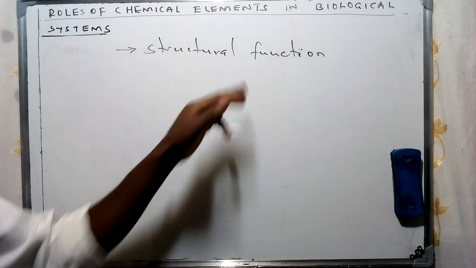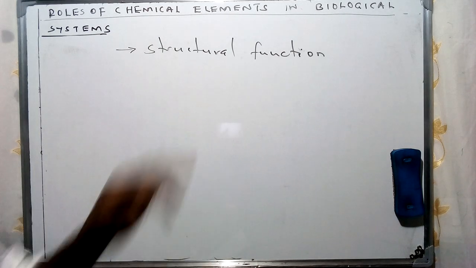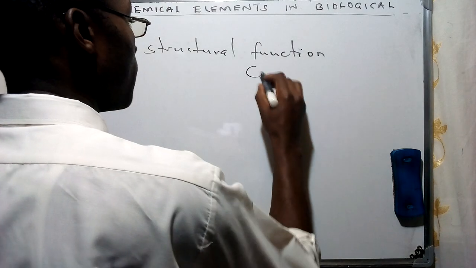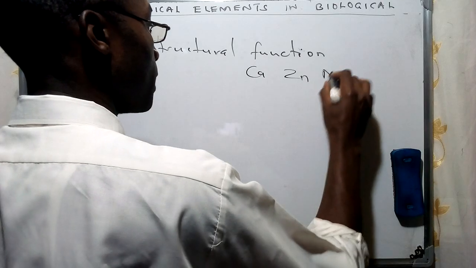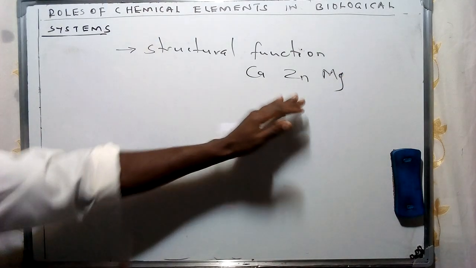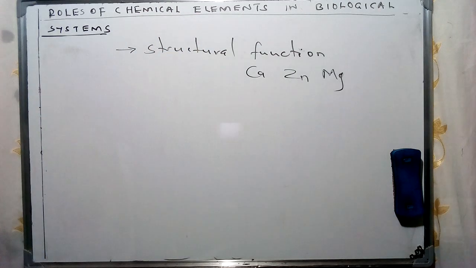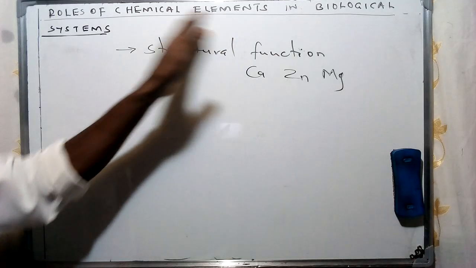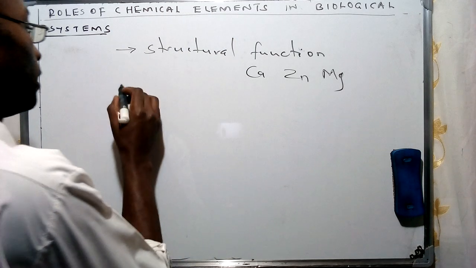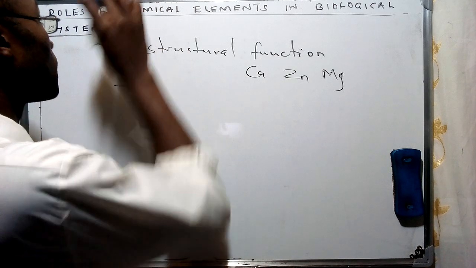In a sense, these are going to be providing for the structural functions. We mentioned a few of these specific elements, and we gave examples of calcium, zinc, and magnesium, which formed some of the examples of elements we're going to consider in looking at the structural integrity of some of the biological molecules in biosystems. So we shall as well look at this second set.